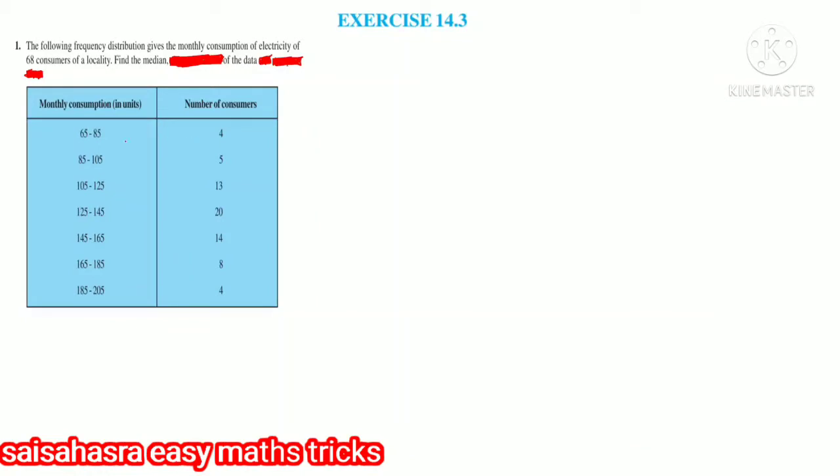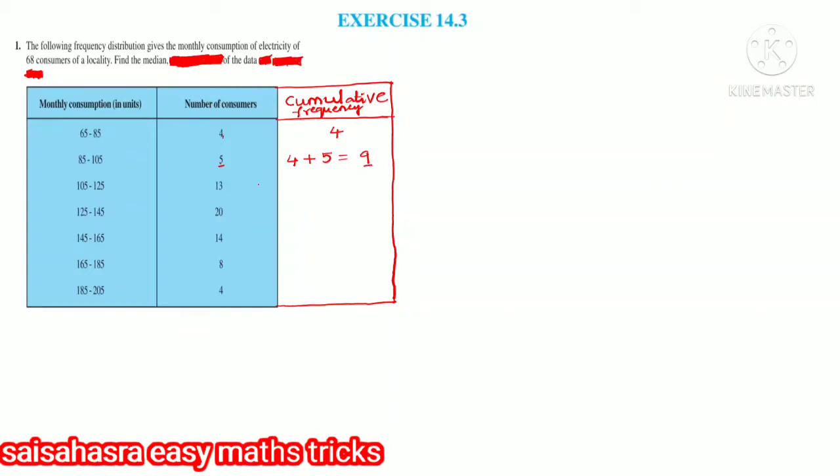In finding the median, apart from these class intervals and frequencies, we need one more column, that is cumulative frequency. Cumulative frequency means addition of frequencies only, that to the previous value we have to add. Here, before 4 nothing is there, so the same 4 we will copy. Now going to the next line, 4 plus 5 is equal to 9. So this is cumulative frequency.